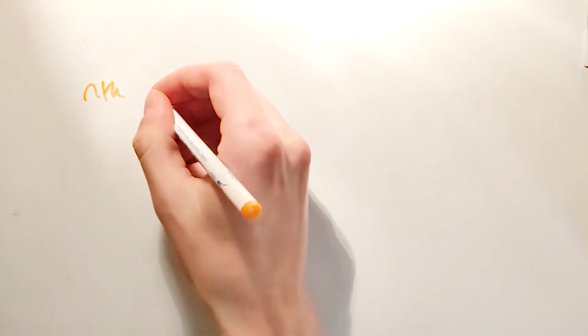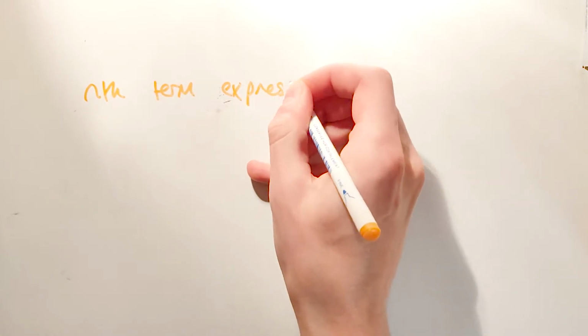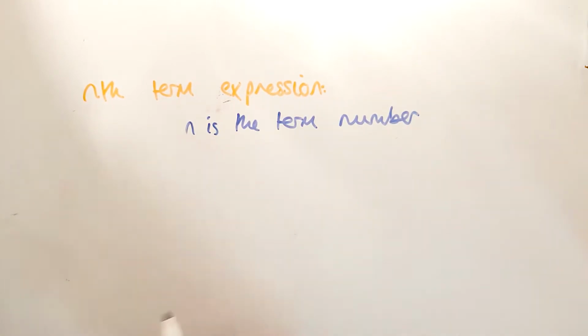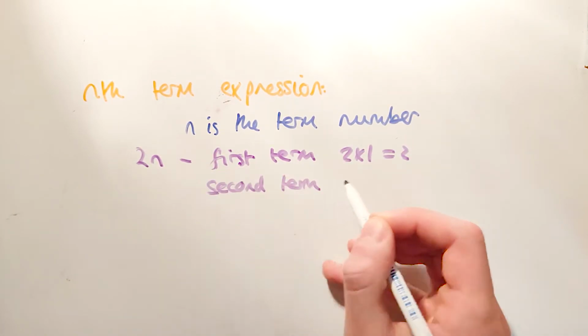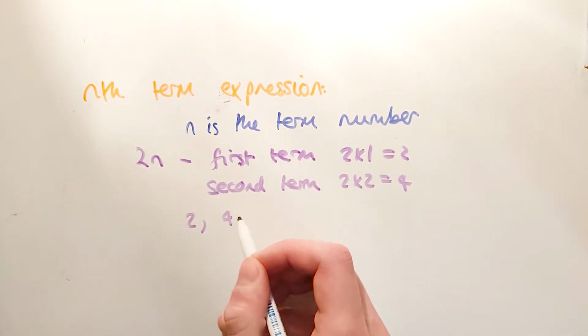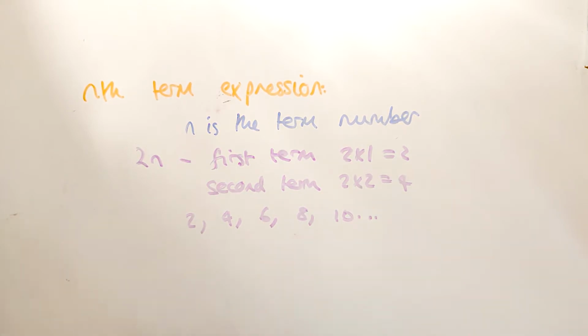Instead of describing the sequence with a term-to-term rule, we can use an nth term expression, where n is the number of the term in the sequence. To find the first term of this sequence, substitute in n equals 1. This allows us to easily find any term in the sequence.